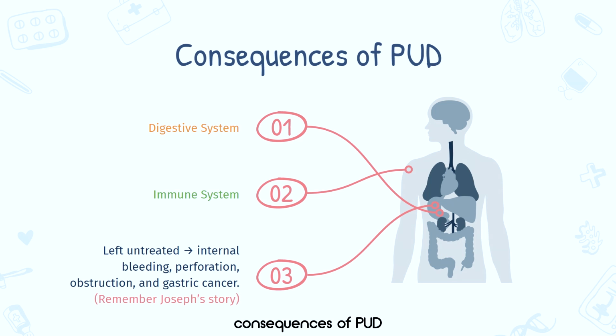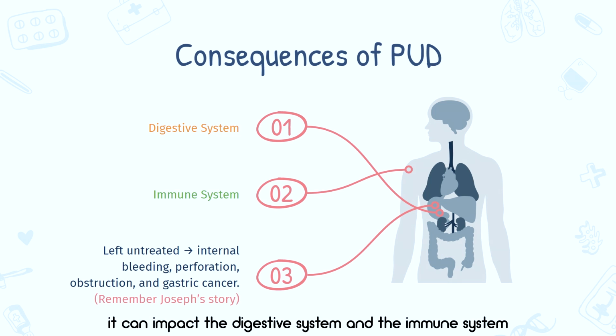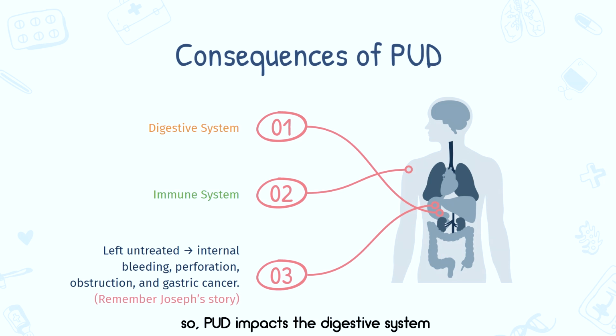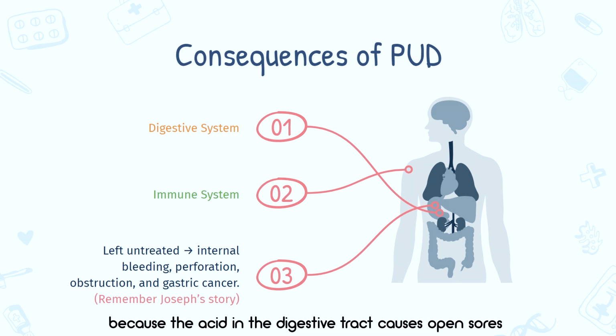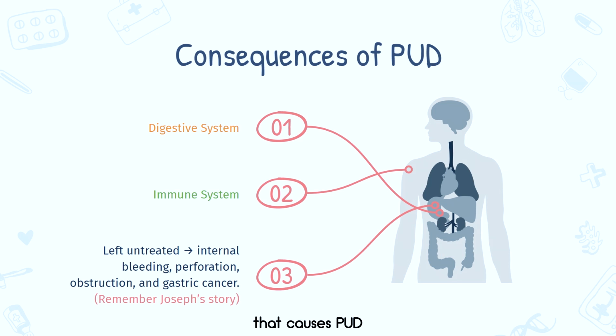Consequences of PUD. It can impact both the digestive system and the immune system. If left untreated, multiple consequences can occur. So, PUD impacts the digestive system because the acid in the digestive tract causes open sores to develop on the inside lining of both the stomach and the small intestine. It can also affect the immune system when the H. pylori bacteria is involved that causes PUD. If it's left untreated, it can result in internal bleeding, which happens slowly as the blood is lost and can lead to anemia or severe blood loss.